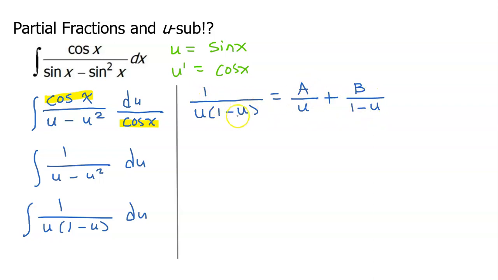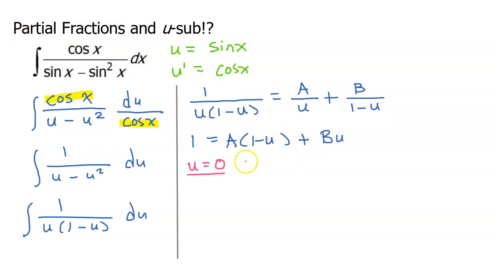Multiplying both sides of the equation by the common denominator, on the left side the common denominator cancels out and we just have 1. On the next term, if we multiply by this common denominator, the u and the u will cancel out and that leaves a times 1 minus u. When we multiply the common denominator by the second term, the 1 minus u cancels out the 1 minus u, and that leaves b times u.